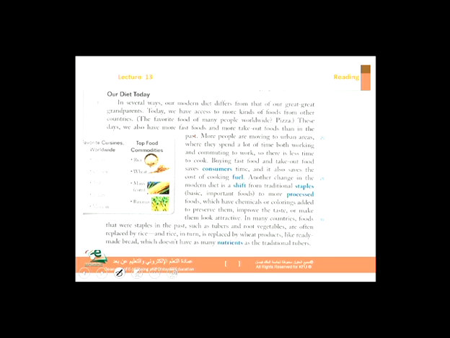Our diet today. In several ways, our modern diet differs from that of our great-great-grandparents. Today, we have access to more kinds of foods from other countries. The favorite food of many people worldwide? Pizza. These days, we also have more fast foods and more take-out foods than in the past. More people are moving to urban areas where they spend a lot of time both working and commuting to work.